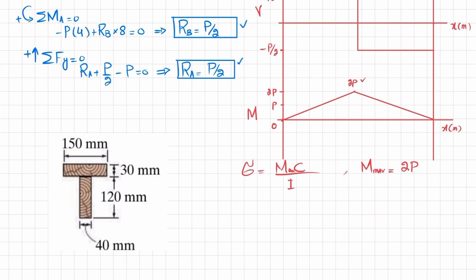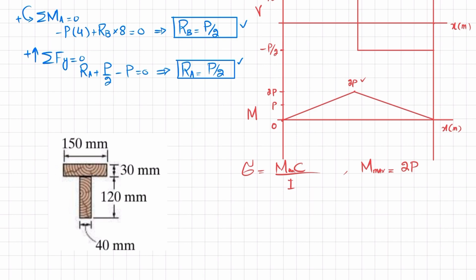Clear? We do not have c and I. So what we will do is you will go to the section, this cross section of the beam. You can see this width is 150, thickness of this portion is 30, this height is 120, and this thickness is 40 millimeter. So again, first of all, we will define its neutral axis.